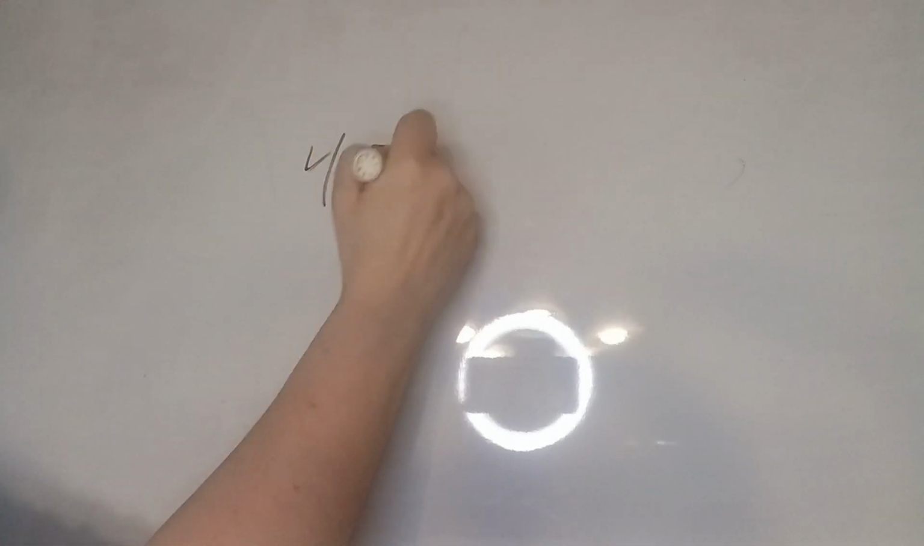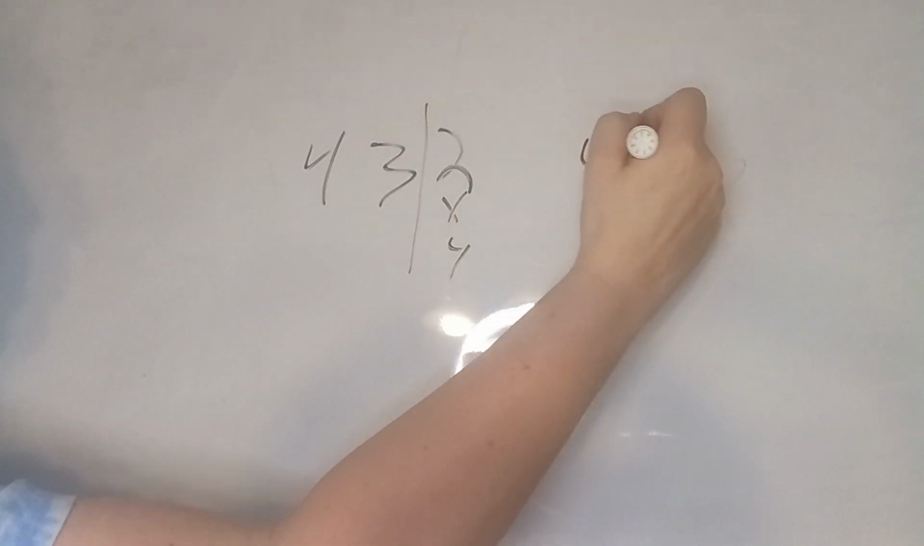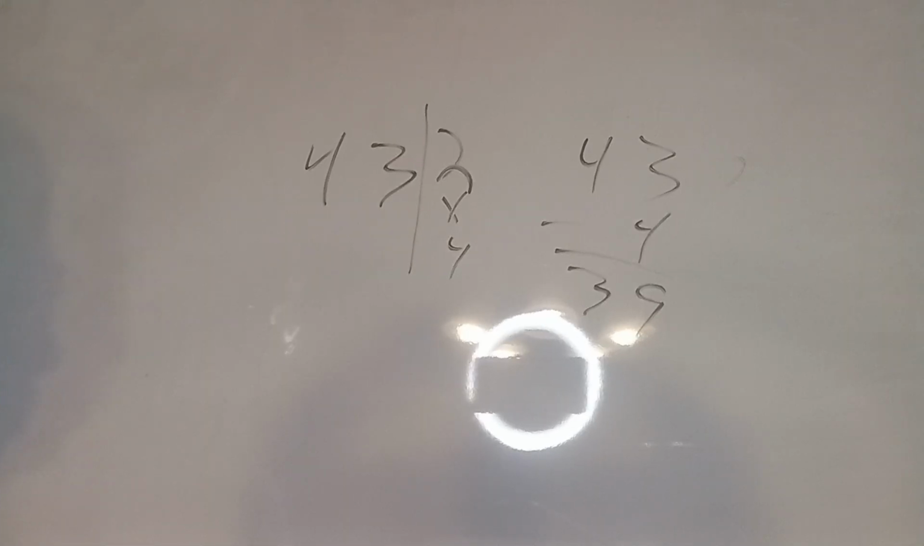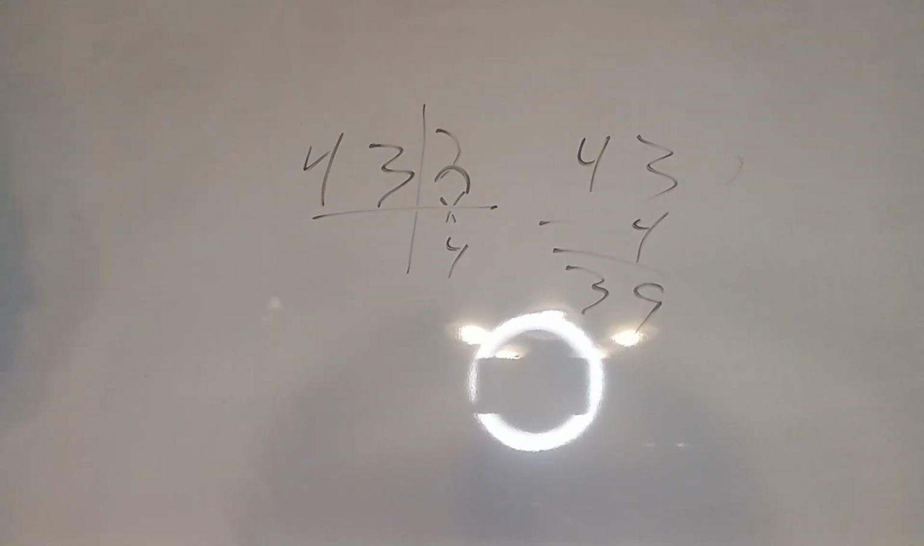Now let's try 432. 2 times 2 is 4. 43 minus 4 is 39. Now 39 is not divisible by 7, so 432 isn't divisible by 7.